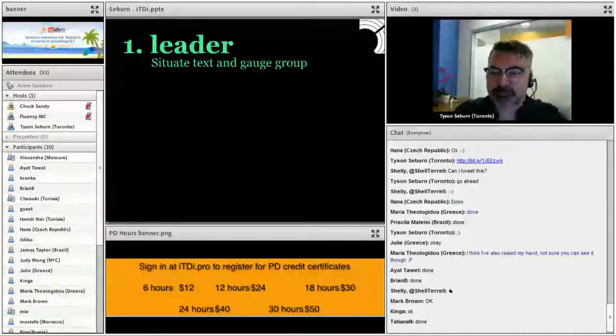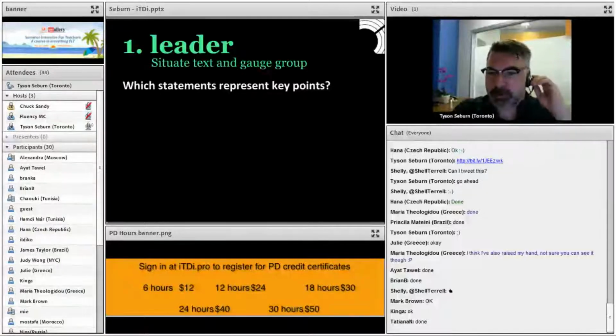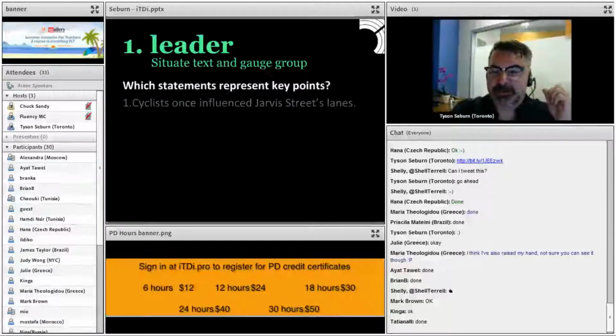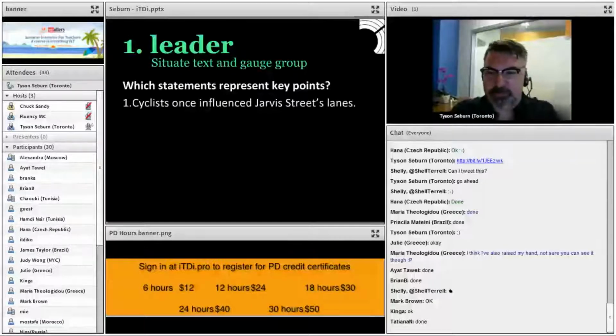So let's try one out. If I were the leader, I might create these statements. What I want you to do is, based on that text, see if you can tell me which one is the key point, or there might be more than one.